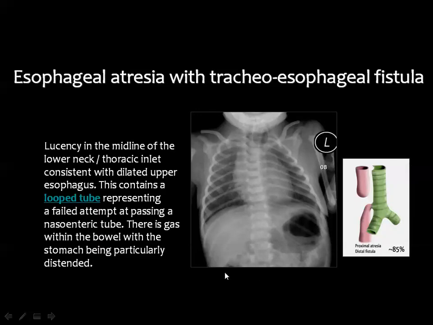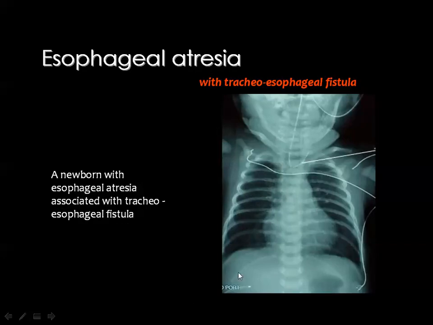Another appearance, and you see the coiled tube and the air in the abdomen. Also, a third example: this is the feeding tube, which is coiled in the upper esophageal pouch, and look in the abdomen and you see air. This means that there should be a communication between the lower pouch and the trachea.